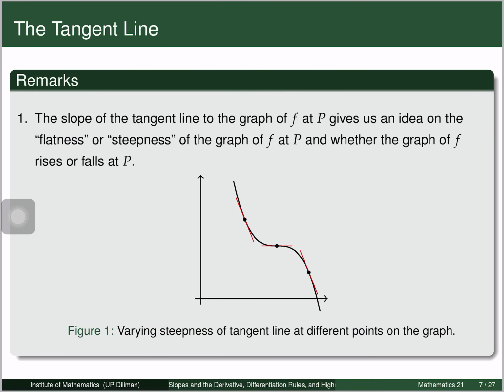So some remarks or properties of your tangent line. Yung tangent line natin, it gives us an idea of how flat or steep the graph of f is at point P. So, ganun din naman for line, di ba? Kung positive, from left to right, dapat parang pataas siya. Kung negative, pababa naman. So, medyo ganun din yung idea para dito.